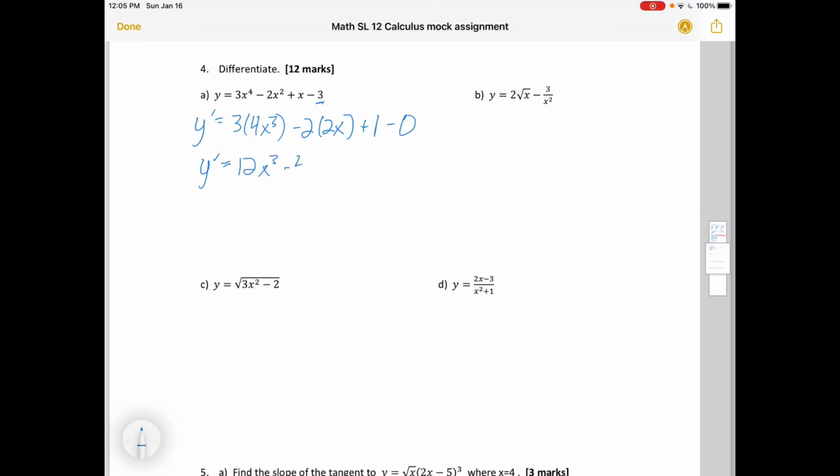You can use any notation for the derivative here that you like. So you could use y prime, or you could use dy by dx. There we go. There's a result.